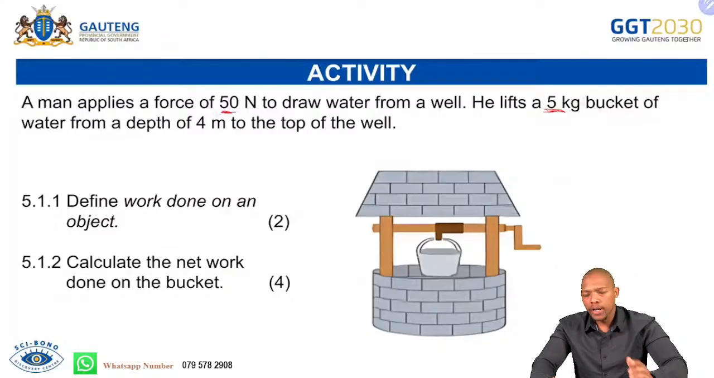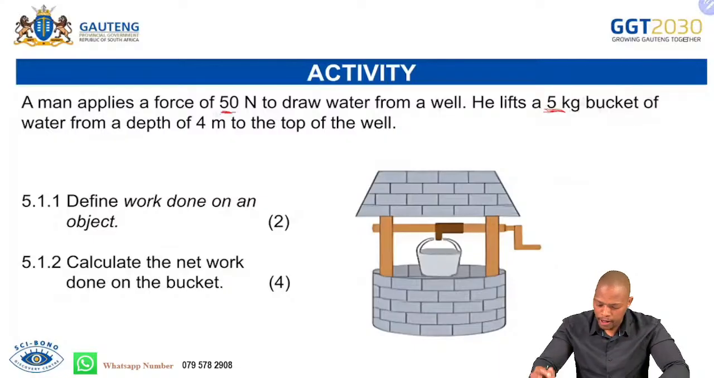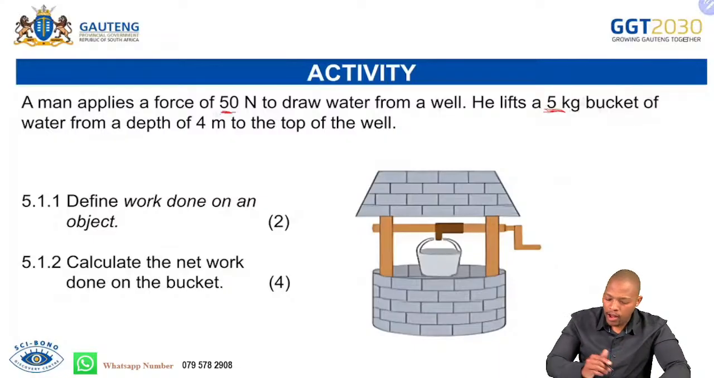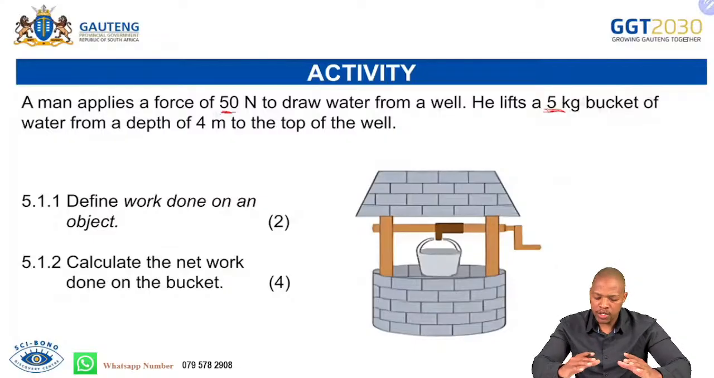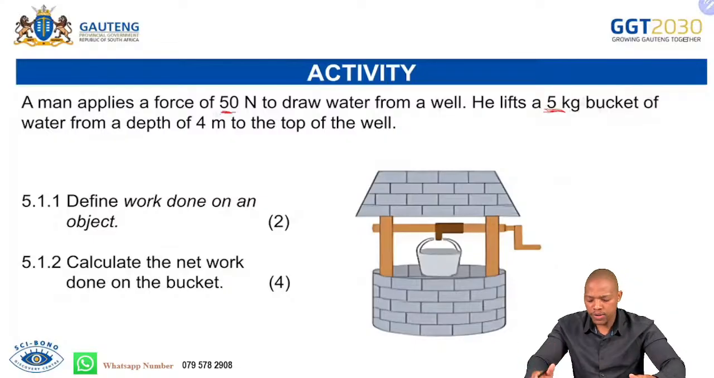Okay, so I want us to just simply check something here. The first examples I showed you was that of an object moving horizontal.